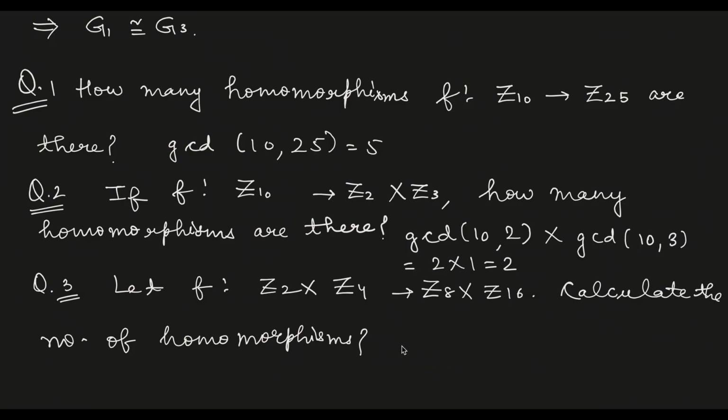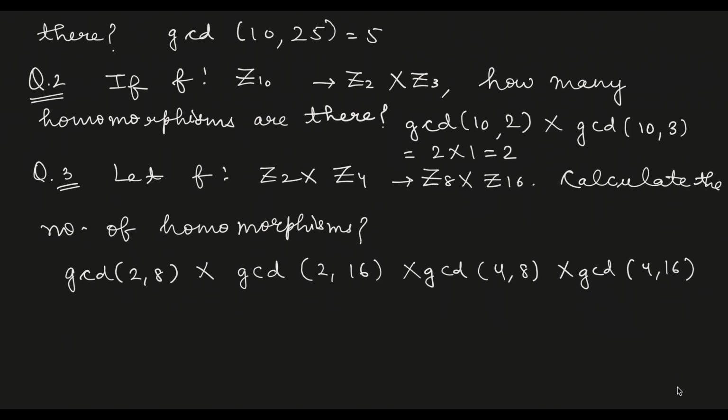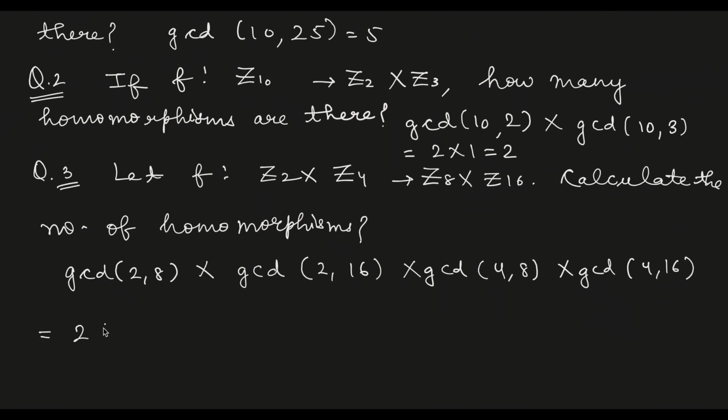And here, GCD of 2 and 8 into GCD of 2 and 16 into GCD of 4 and 8 into GCD of 4 and 16. So it will be 2 into 2 into 4 into 4, 64. Yes.